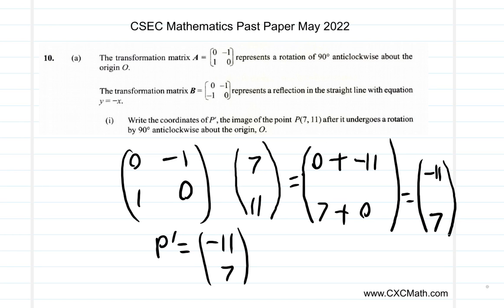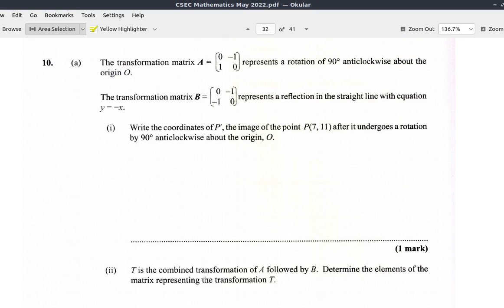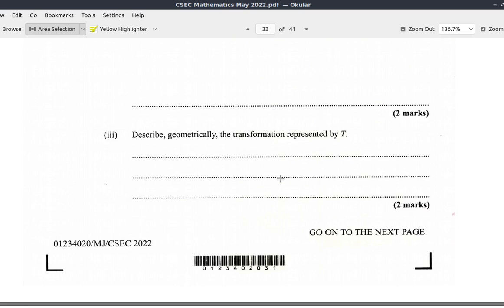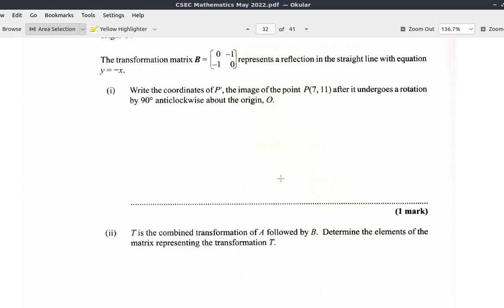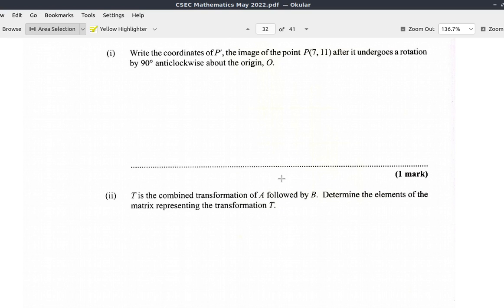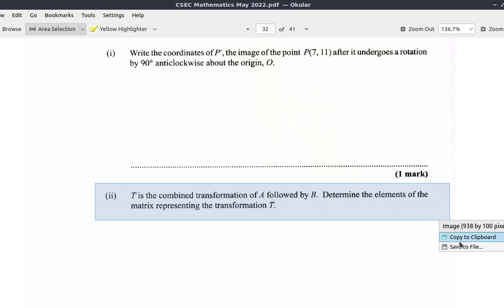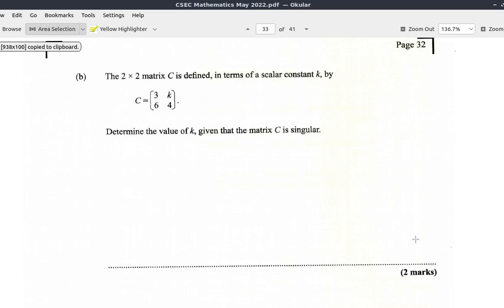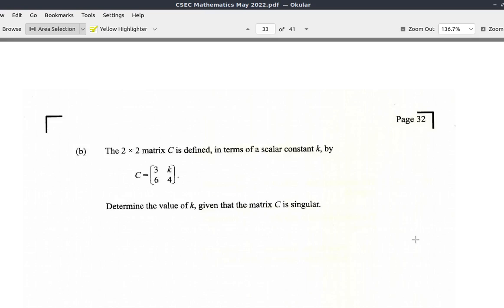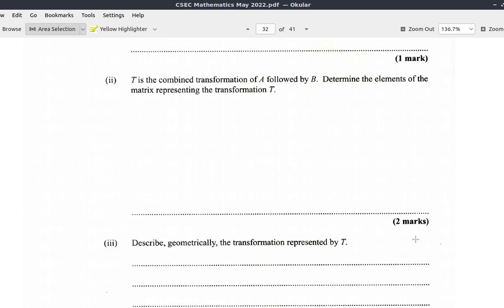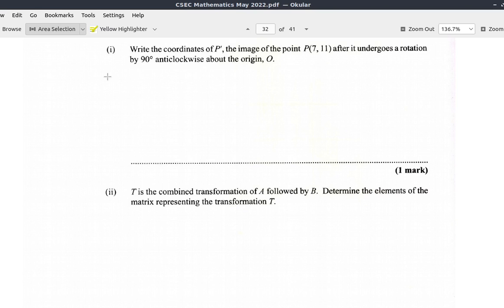Now what else do they say you must do? T is the combined transformation of A followed by B. Determine the elements of the matrix representing the transformation T. Alright, A followed by B. Let's just copy this and paste it. A followed by B.